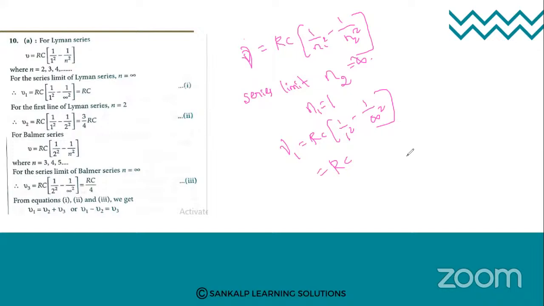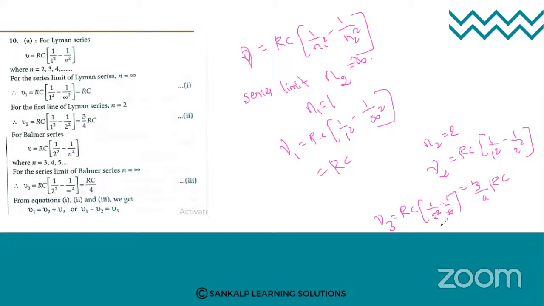So this is equal to RC. Similarly, for nu 2, the first line of the Lyman series, N2 is equal to 2. Therefore nu 2 is equal to RC into bracket 1 divided by 1 square minus 1 upon 2 square, which is equal to 3 divided by 4 RC. For the Balmer series, nu 3, N1 will be 2 and for the series limit N2 will be infinity. Therefore, if you simplify, we get equation 3 as RC by 4.